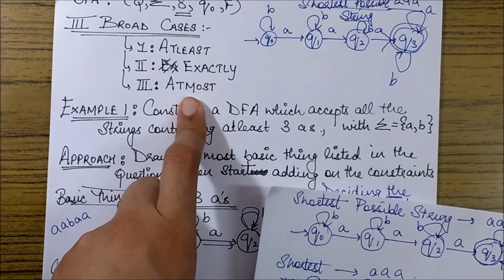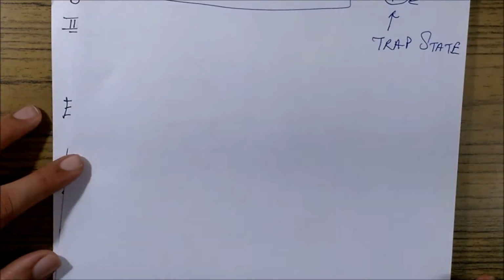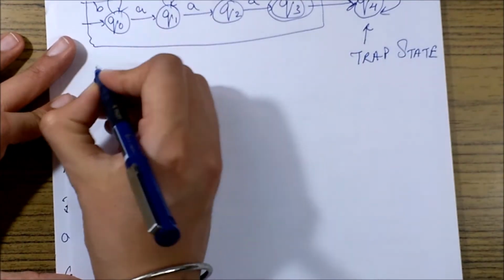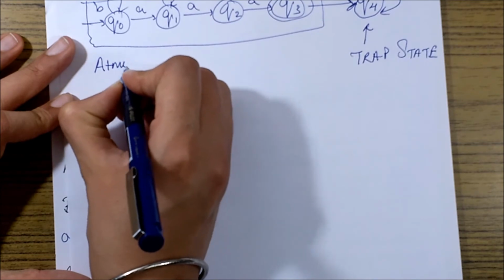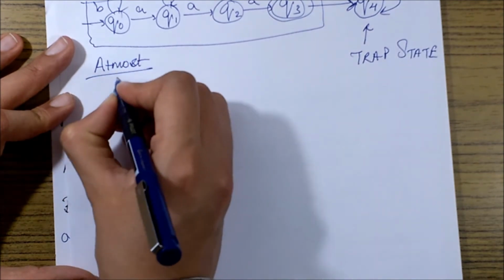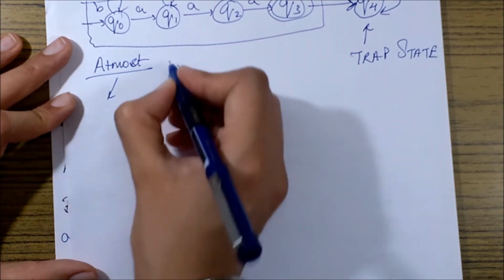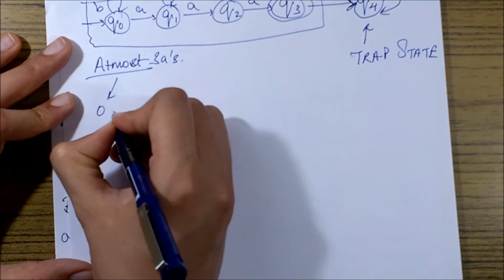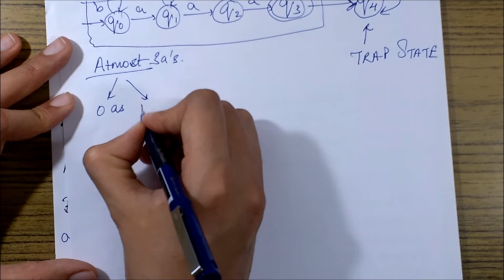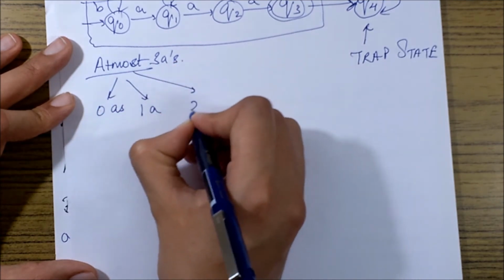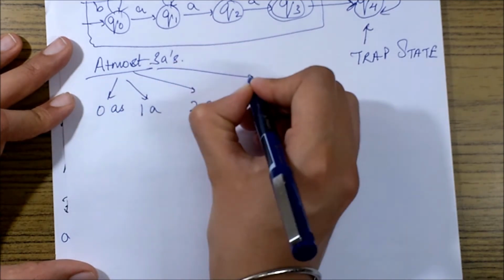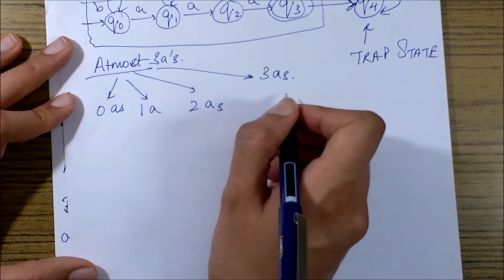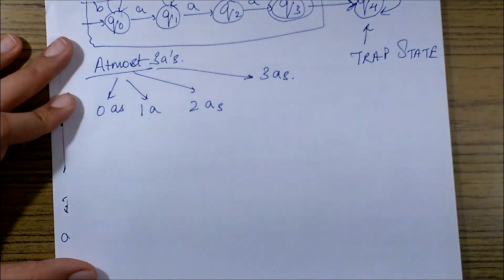Now the final case, which is at most 3 A's. In case of at most, we need to first of all understand its meaning. At most basically means at most 3 A's. Either there are 0 A's, 1 A, 2 A's, or 3 A's. That's it. At most means a maximum of 3 A's. So all these cases should be obeyed.